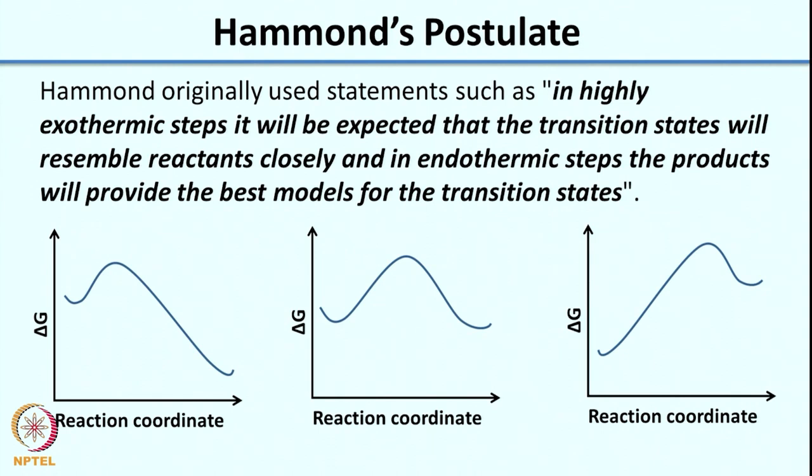What it says is that in highly exothermic steps, it will be expected that the transition states will resemble reactants closely, and in endothermic steps, the products will provide the best models for the transition states. So this is essentially the exercise that we had done in the previous slide. If you have a reactant and a product, and a high energy reactant here, the transition state will resemble the reactant more. So in terms of the x axis, it is closer to the reactant.